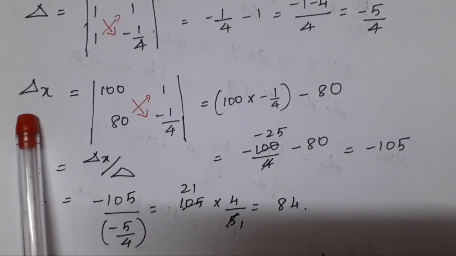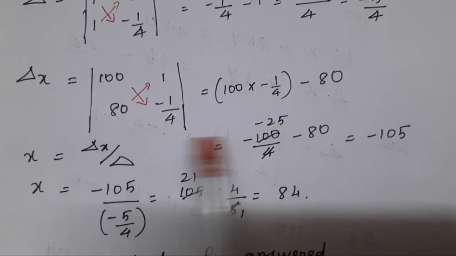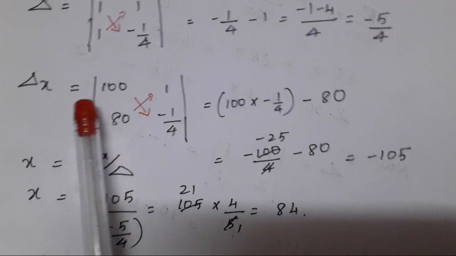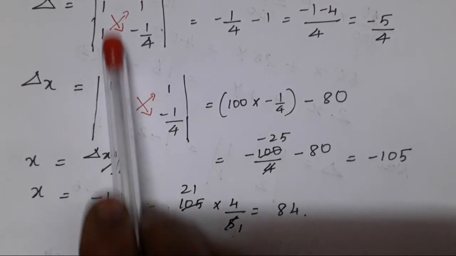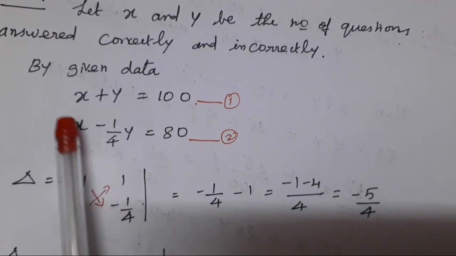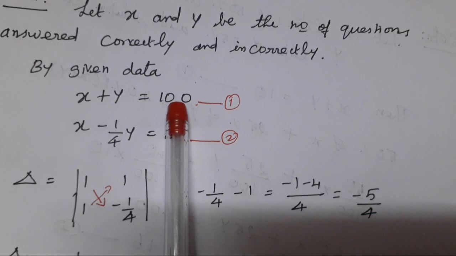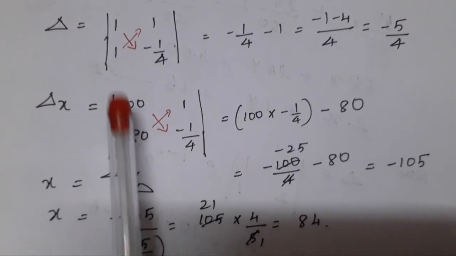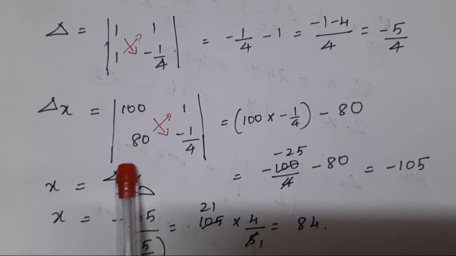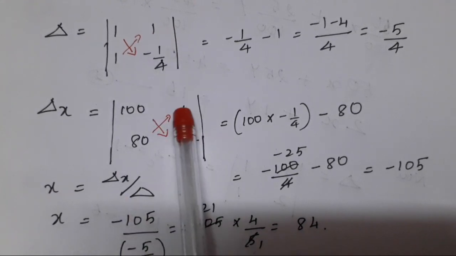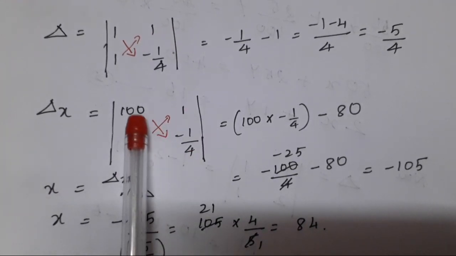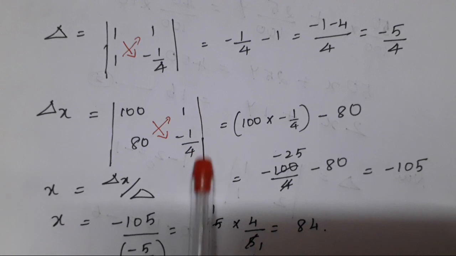Next we find delta x. What is our delta x? If you want to find delta x, replace the x column. You substitute the constants from the linear equations. What are the constants? 100 and 80. So replace the x column with 100 and 80, and keep the y column as 1, minus 1 by 4. Now, using the downward arrow, find the determinant for delta x.